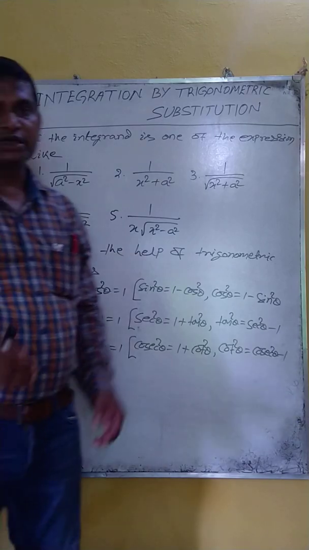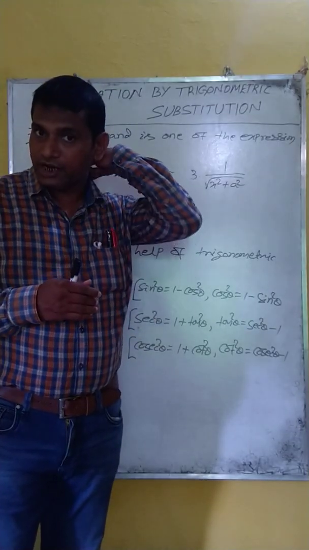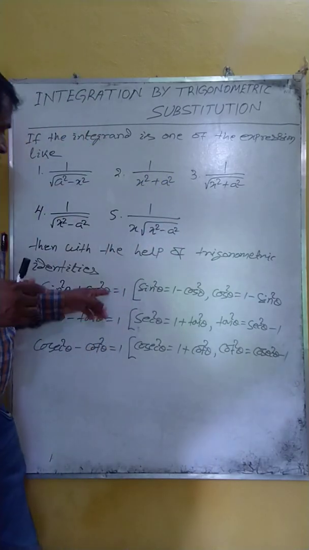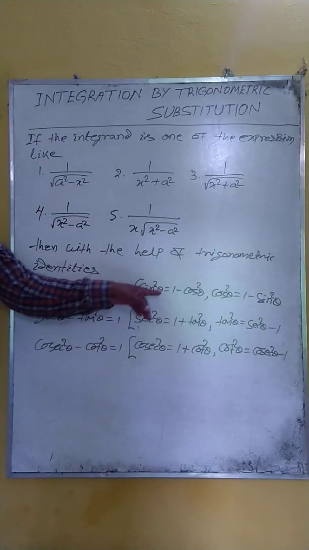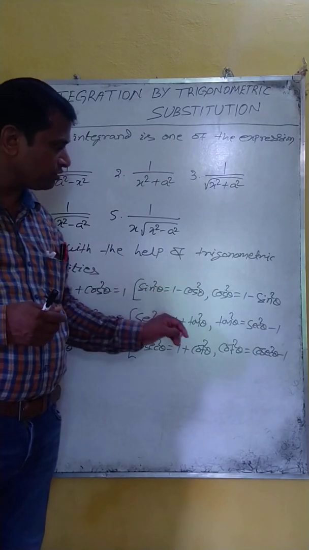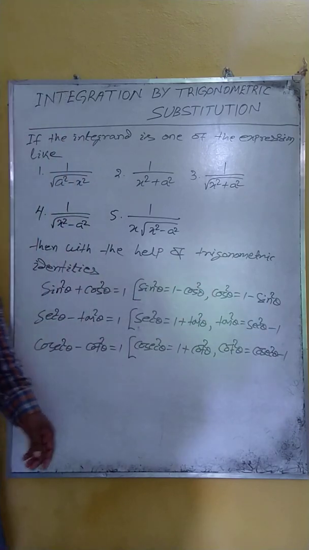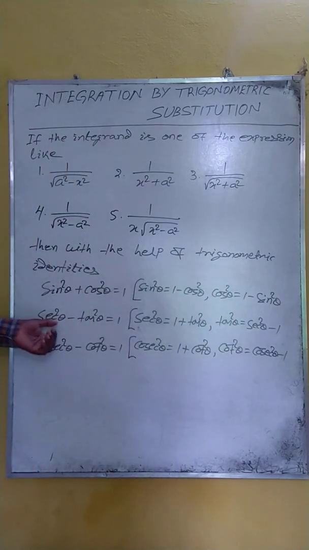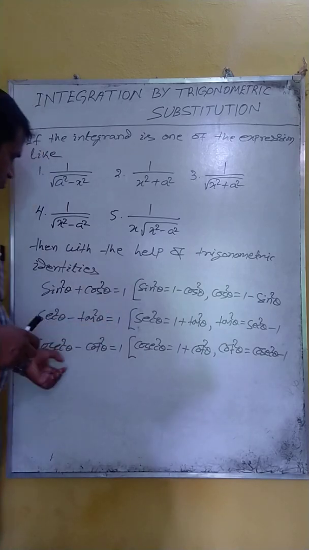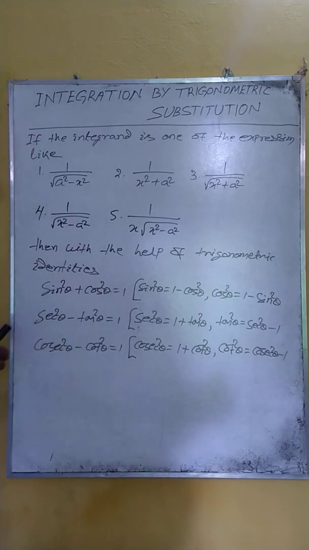with the help of trigonometric identities like sin square theta plus cos square theta is equal to 1, from which we have sin square theta is equal to 1 minus cos square theta. Also we have cos square theta is equal to 1 minus sin square theta. Another identity is sec square theta minus tan square theta is equal to 1, and cosec square theta minus cot square theta is equal to 1.